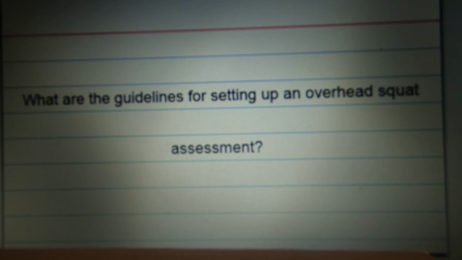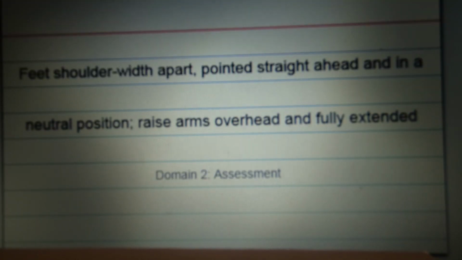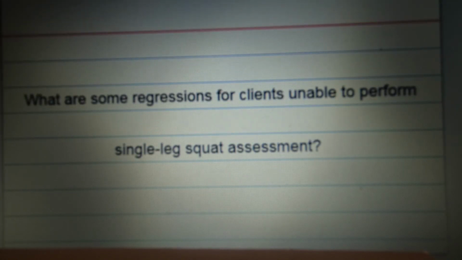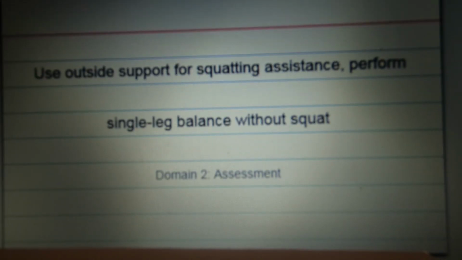What are the guidelines for setting up an overhead squat assessment? Feet shoulder width apart, pointed straight ahead in a neutral position, raise arms overhead and fully extended. What are some regressions for clients unable to perform single leg squat assessment? Use outside support for squatting assistance. Perform single leg balance without squat.